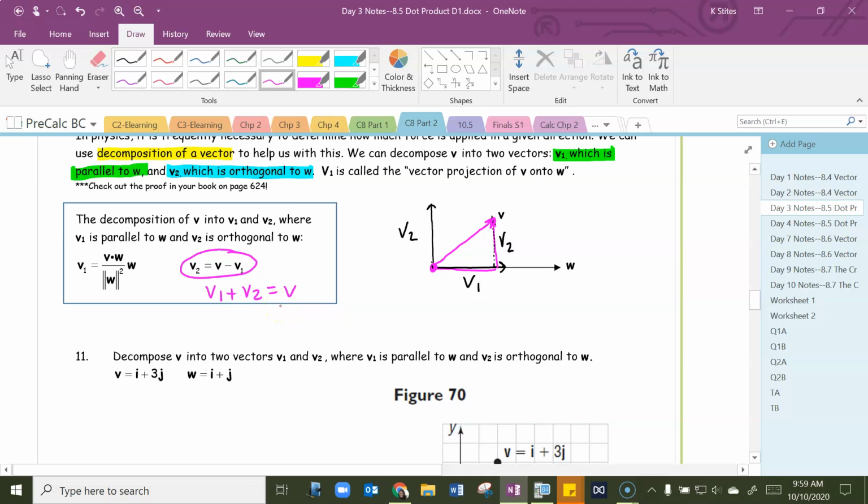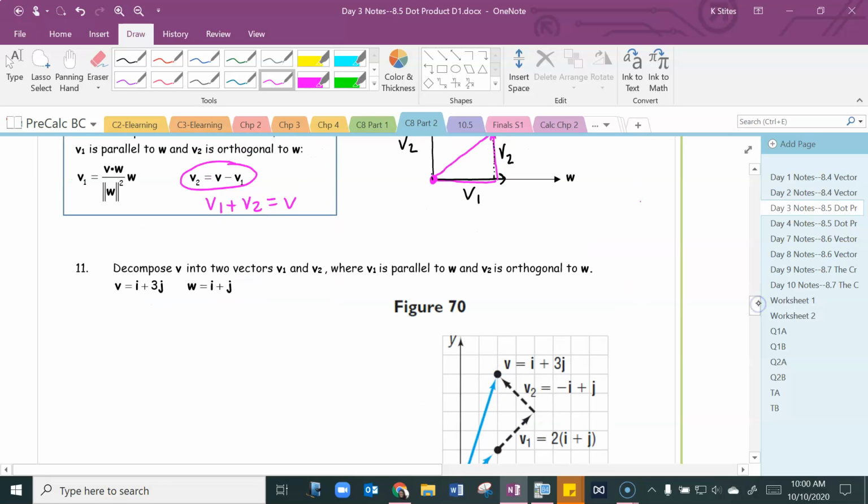And then our other formula here, I can go ahead and explain that proof to you later, but really you just need to know the formula, and it's going to be really easy to plug this in now. So the picture itself is more confusing than actually doing the problem. You will not have to draw the picture in the future. So here's what this is going to say. Decompose V into two vectors, V1 and V2, where V1 is parallel to W and V2 is orthogonal to W.